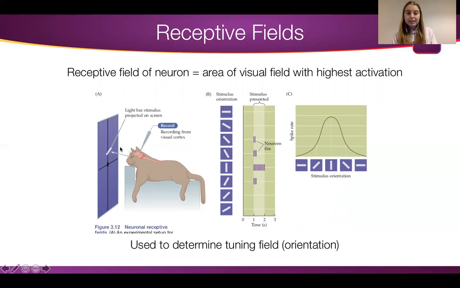So the cat is presented a light bar on the screen with different orientations, and it checks the activation of that specific neuron. And as you can see, the straight bar actually activated the neuron the most, and the flatter the bar got, the less the neuron got activated. And this can be seen in this graph as well as this. What this experiment did was determine the tuning field, or the orientation at which the neuron fired the highest. So that is the basic idea of the receptive fields.